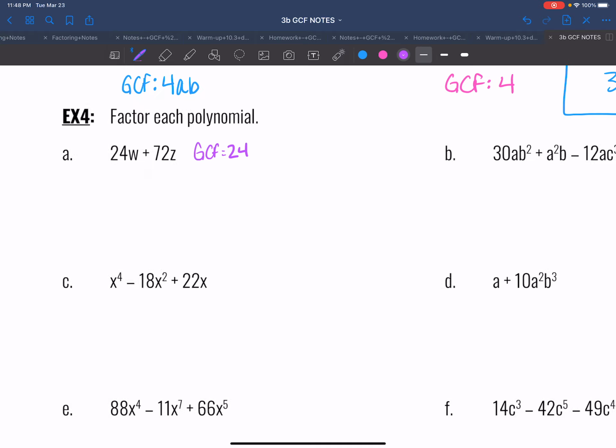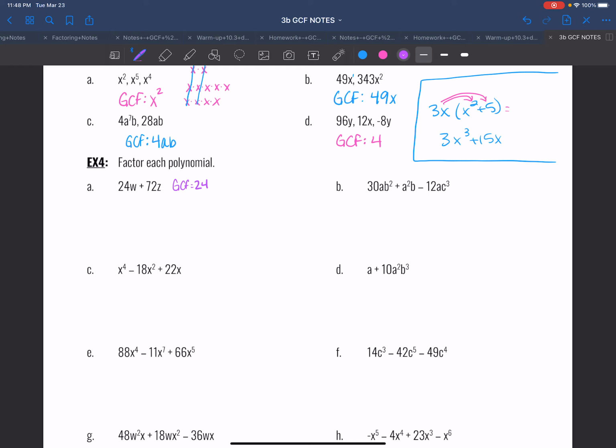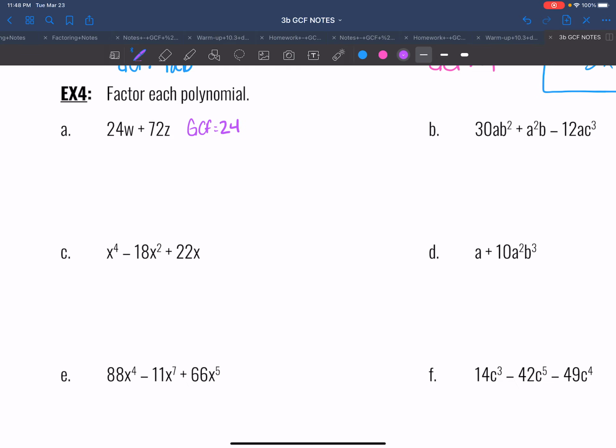Okay, so that's just the first step. That's what we just practiced in the 4 above this. Now we're going to actually factor and get an answer. So to do that, we're going to take 24, and behind it in parentheses, we are going to write what I like to call the leftovers. What that means is I'm going to divide both terms by my GCF and write what's left over in the parentheses. So here, 24 divided by 24, that's just a 1.